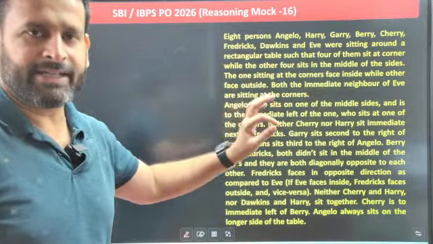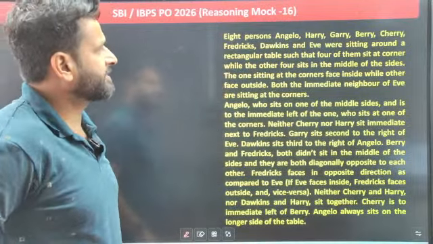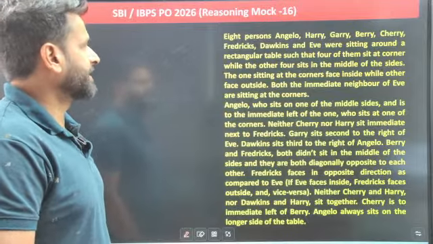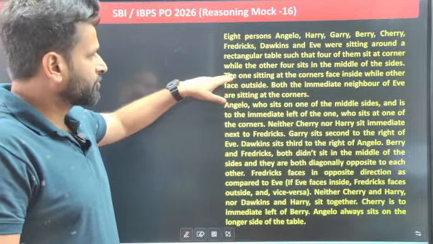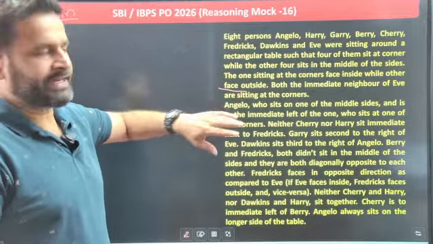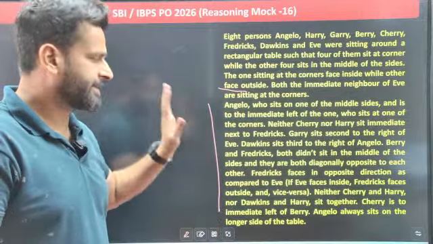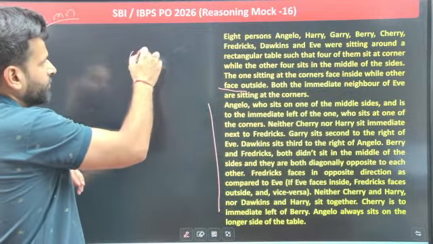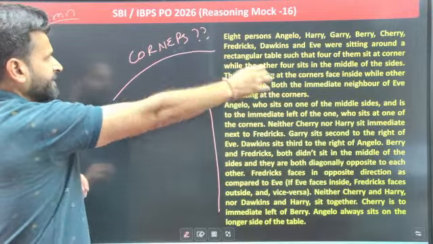This is rectangular tabular based sitting arrangement. There are 8 persons: Angelo, Harry, Gary, Barry, Cherry, Fredericks, Darwin, and Eve, sitting around a rectangular table. 4 are sitting at the corner, 4 are sitting at the middle of the side. The ones at the corner are facing inside, the ones at the mid of side face outside. Both the immediate neighbors of Eve are sitting followed by certain conditions. What you have to answer is who are the persons sitting at corners.